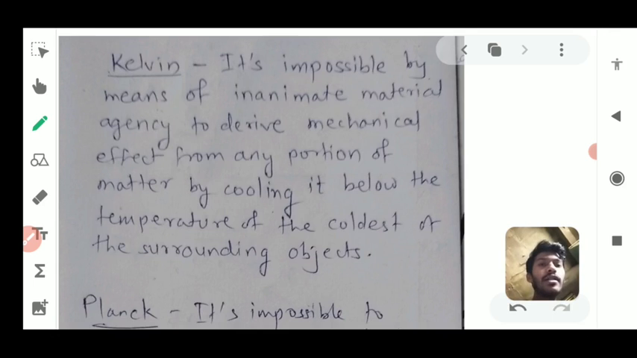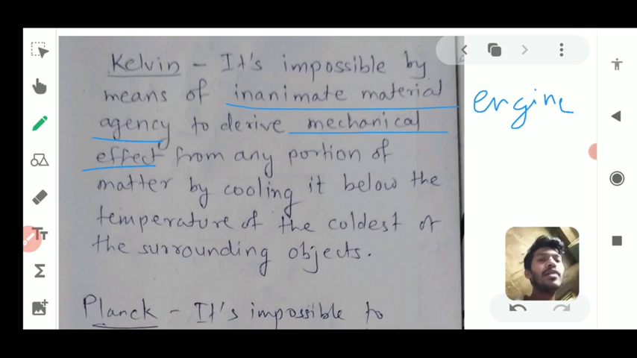Okay, here we are looking at the Kelvin statement. He says that it is impossible, by means of inanimate material agency, to derive mechanical effect from any portion of matter by cooling it below the temperature of the coldest of the surrounding objects. So what he wants to suggest is, inanimate material agency means here the engine, and mechanical effect is work done. So it is impossible to make such an engine which can derive work done from any portion, that means the cycle, by cooling it below the temperature of the coldest. So we cannot go further than the coldest of the surrounding temperature.